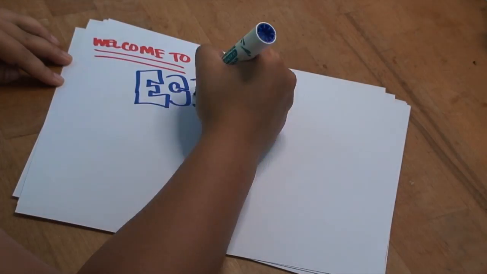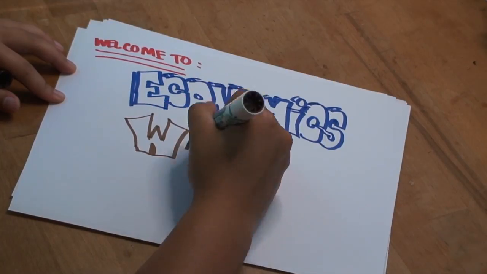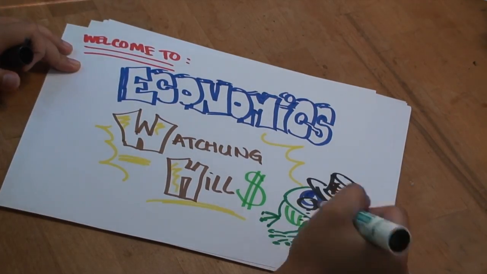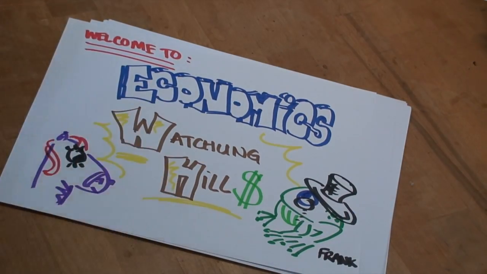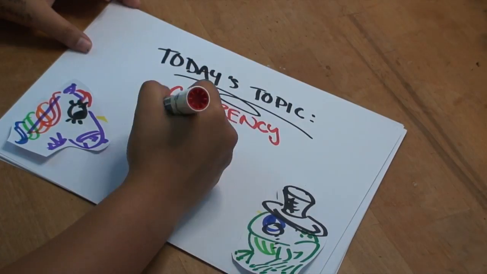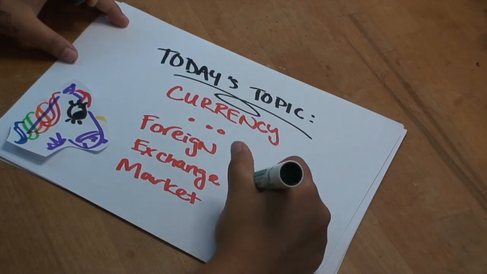This is Economics Watchung Hills, one of a series of programs designed to explore the 21st century micro and macroeconomic principles. The subject of this edition is currency, specifically the Swiss franc and the foreign exchange market. Please welcome today's guests, Frank and Eunice.